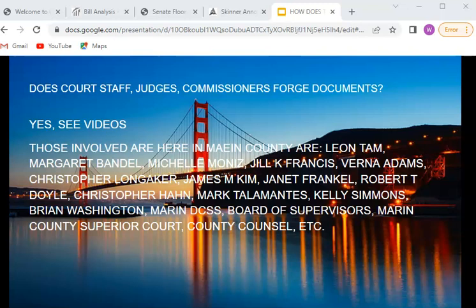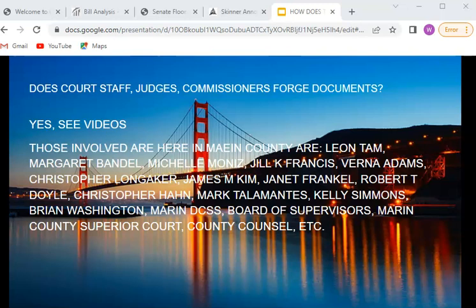Mark Talamantes, he's a judge involved in human trafficking of our son Wayne Dauphine. He's also involved in Sausalito Department using false warrants to arrest homeless people in Sausalito. Also, other false warrants, and that with the homeless community in Sausalito. Kelly Simmons, former presiding judge for criminal division, also involved in the human trafficking of Wayne Dauphine.